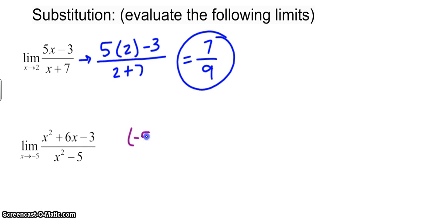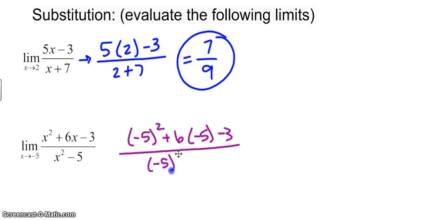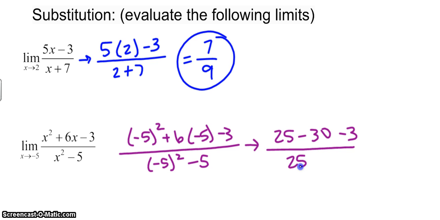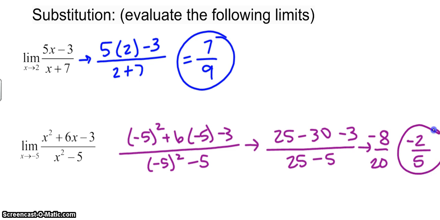Now the limit as x approaches -5. Go ahead and try substitution, ever so carefully with your negative signs. This is going to be 25 minus 30 minus 3 all over 25 minus 5. That results in -8 20ths, which is -2/5. That's a number over a number, so as x approaches -5, my y values are approaching -2/5.